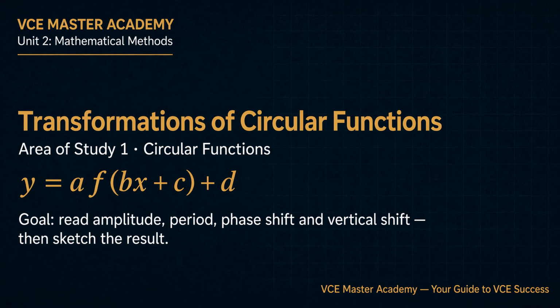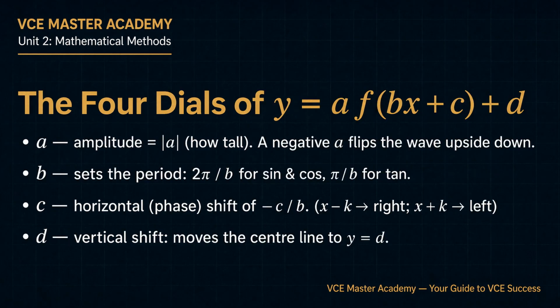Today we are going to learn how to stretch, squeeze, slide, and lift our sine, cosine, and tangent waves. All of it is controlled by just four numbers in one formula. Y equals A times f of bx plus c plus d, where f is sine, cosine, or tangent. Think of A, B, C, and D as four dials. Let us turn them one at a time.